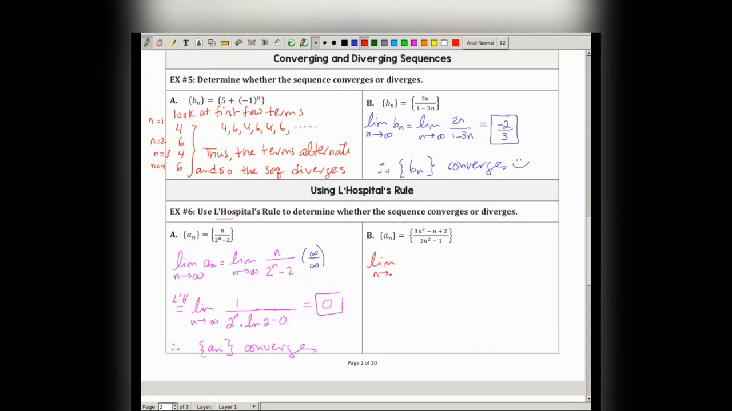What do you think is going to happen with this sequence? Yes, it is.